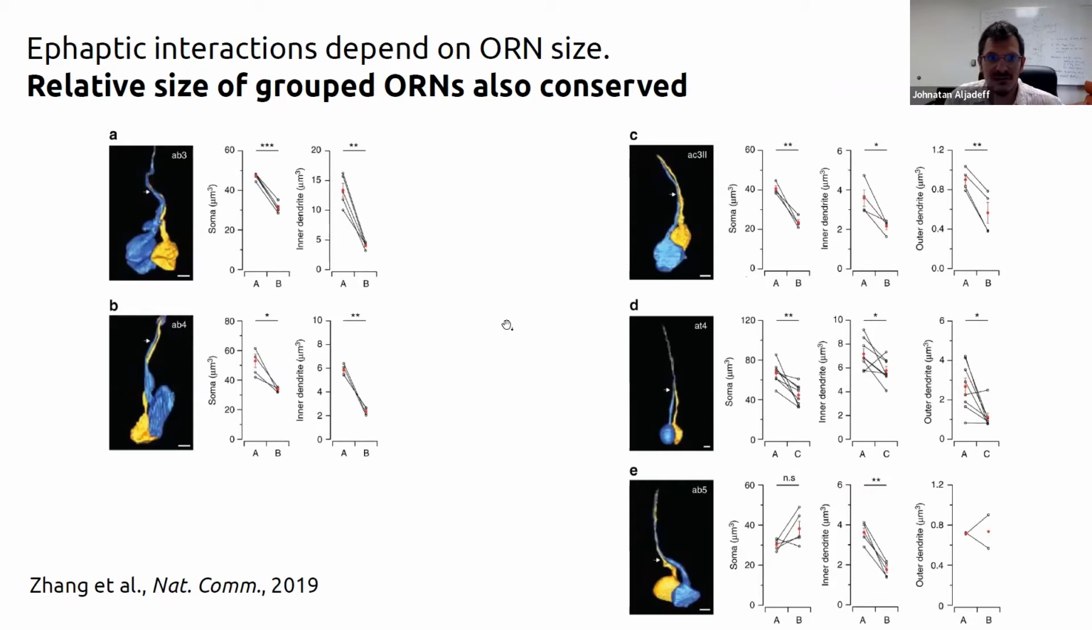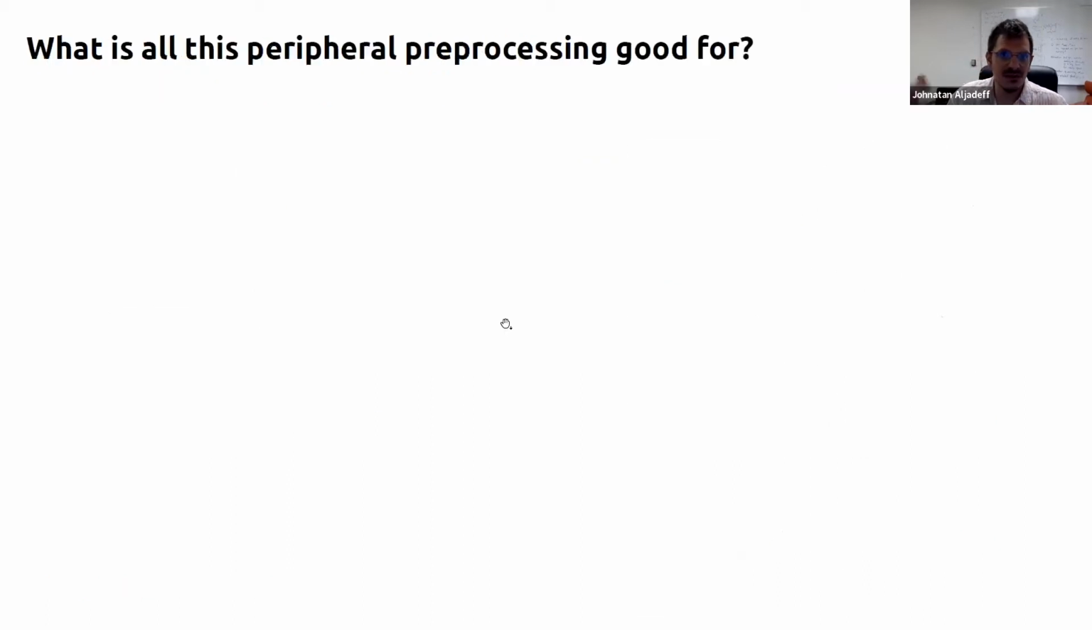Okay, so this is what we want to understand. Why is there such a stereotyped organization? Or in other words, what is all this peripheral preprocessing good for? And we're going to build a model for that.